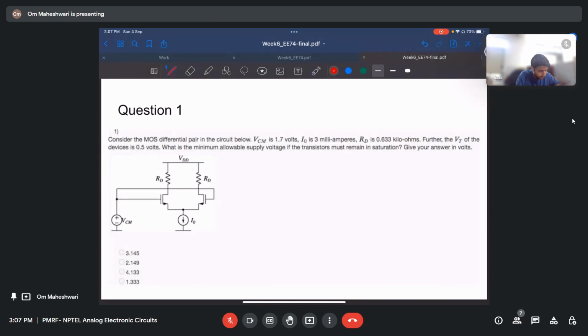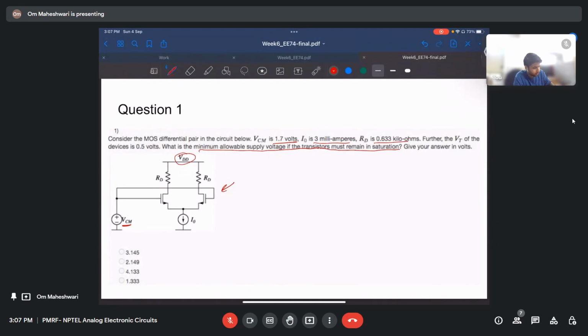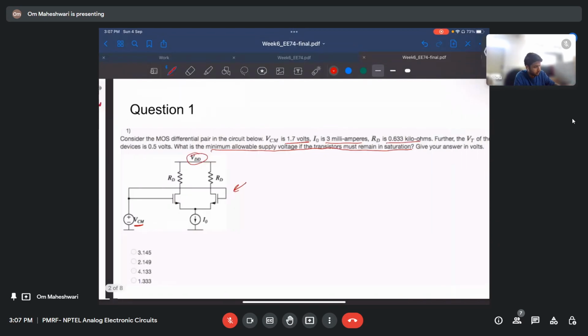In this question we have a differential pair with a common mode voltage VCM applied to both of the inputs, and it is 1.7 volts. I naught is given, RD is given, VT is given. What is the minimum allowable supply voltage if the transistor must remain in saturation? For this we have to apply the condition for saturation in this circuit, then we can find VDD. So let us solve this.